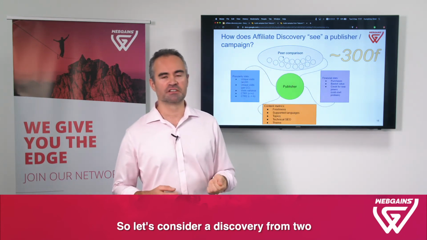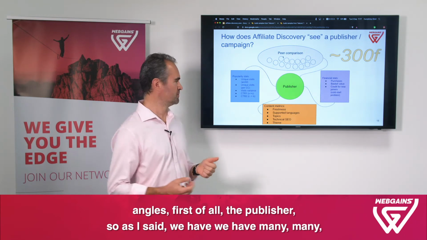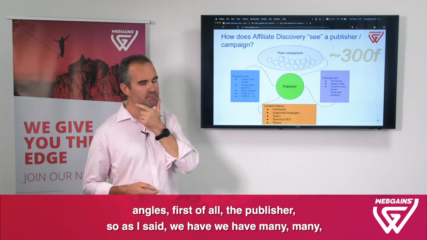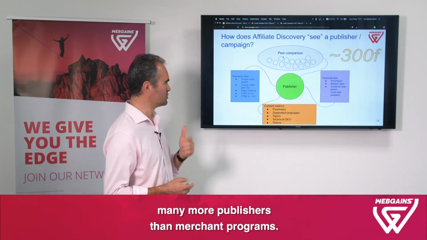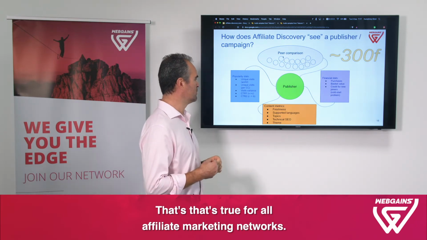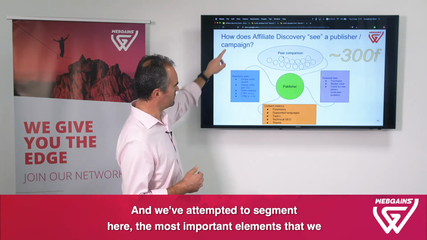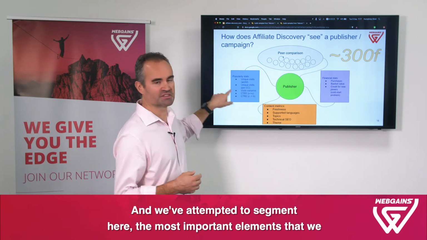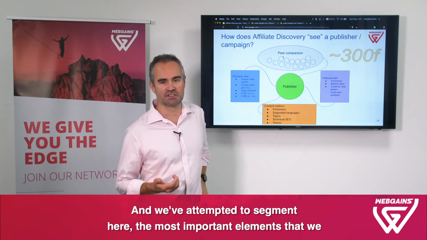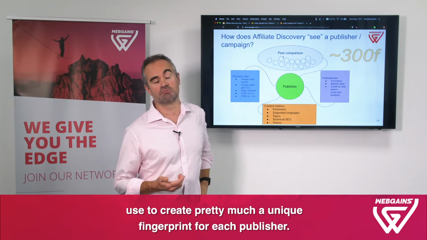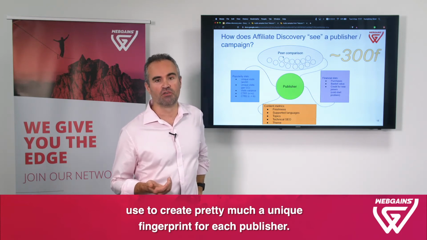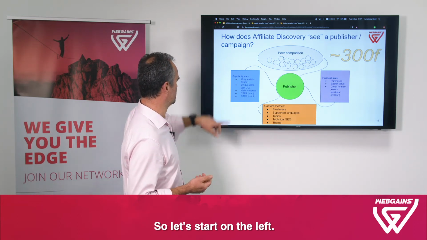So let's consider affiliate discovery from two angles. First of all, the publisher. As I said, we have many more publishers than merchant programs. That's true for all affiliate marketing networks. And we've attempted to segment here the most important elements that we use to create pretty much a unique fingerprint for each publisher. So let's start on the left.